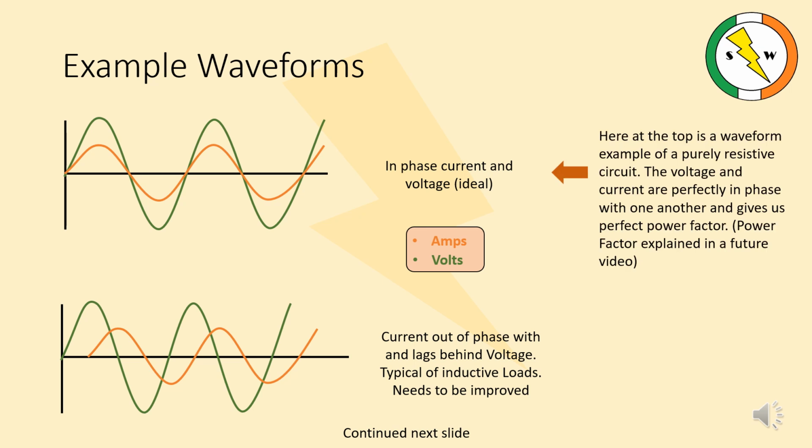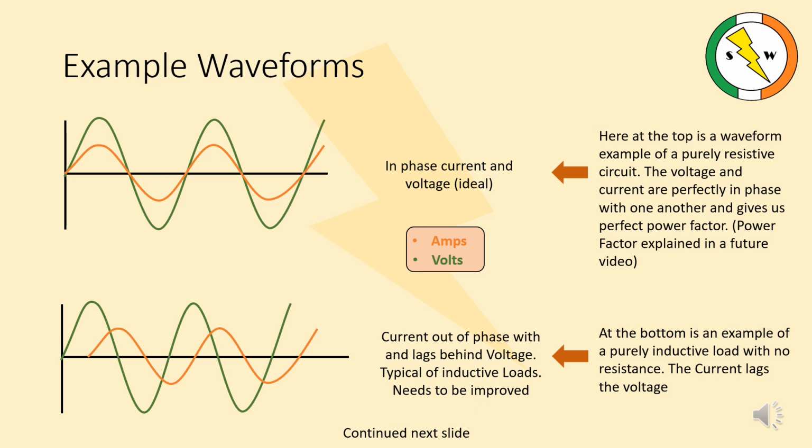Here at the top is a waveform example of a purely resistive circuit. The voltage and current are perfectly in phase with one another, and thus gives us a perfect power factor. Power factor will be explained in a future video. This, however, in reality is impossible. At the bottom is an example of a purely inductive load with no resistance. The current is lagging behind the voltage phase by 90 degrees.